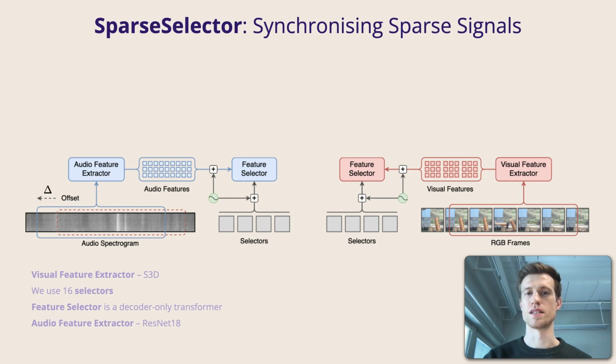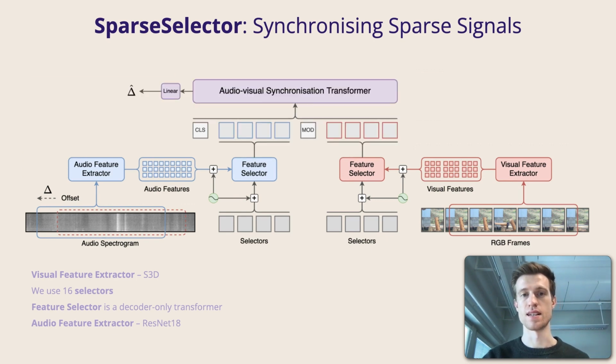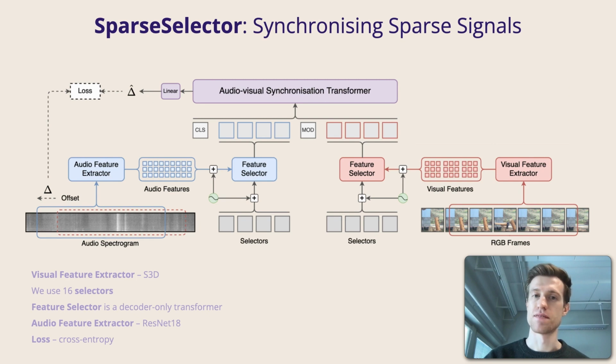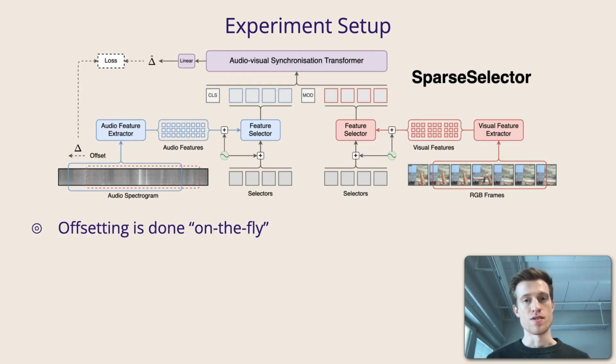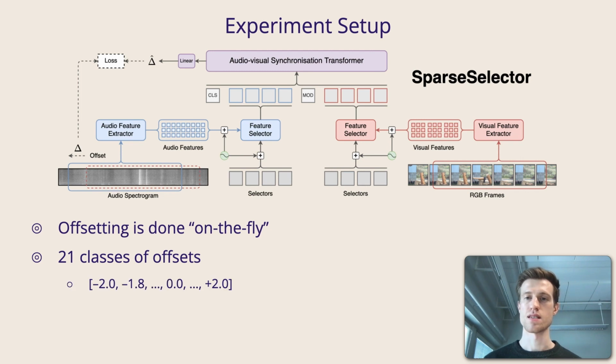Then we feed the refined queries to the transformer encoder that predicts the temporal offset between audio and visual streams. In this work, we consider discrete offset amounts and train the model as a classifier with a standard cross-entropy loss. Since most of the videos online are in sync, we can artificially desynchronize them by some amount and try to predict it. We pick one of the 21 classes of offsets ranging from -2 seconds to +2 seconds with a step size of 0.2 seconds. Notice that if the video is in sync, the offset is 0 and it is one of the classes.